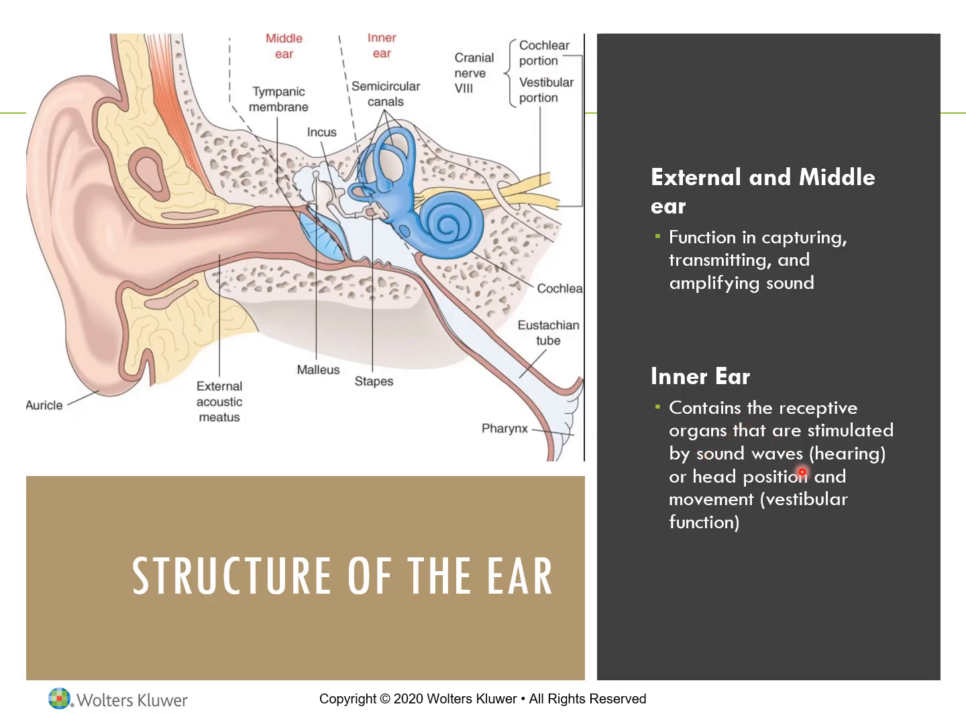Finally, we have the inner ear, and that contains the receptive organs that are stimulated by sound waves, which is hearing, or things that are stimulated by your head position and movement, and those are its vestibular functions. So the inner ear has those two main functions: interpreting sound waves, and head positioning and movement. Here's the inner ear and the semicircular canals within it. Those connect directly to cranial nerve 8 to transmit that information back to the body, both vestibular positioning and sound.